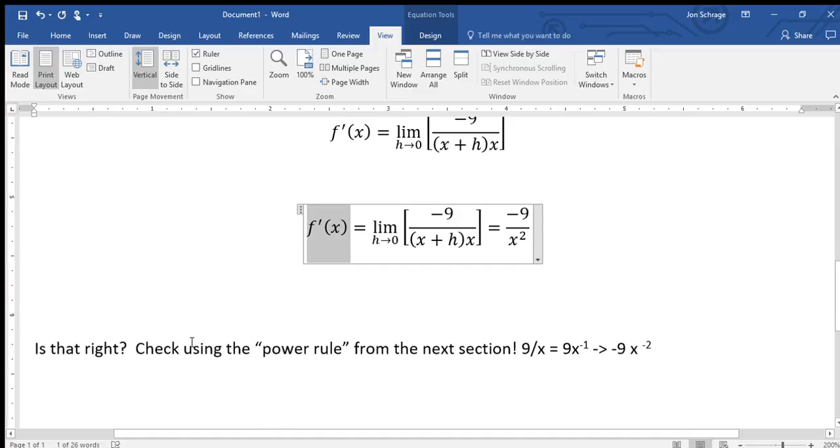Now, if we had already seen section 3.3, we could have just used the power rule here, and we could have seen how the same expression there, 9 over x, which is our original function, we could have rewritten as an exponential, 9 times x to the negative 1 power. Its derivative is, we take this power and bring it down in front, so negative 1 times 9 is negative 9, and then we take this exponent and subtract 1 from it, so it's negative 9x to the negative 2 power, which is exactly the same as this expression right here.